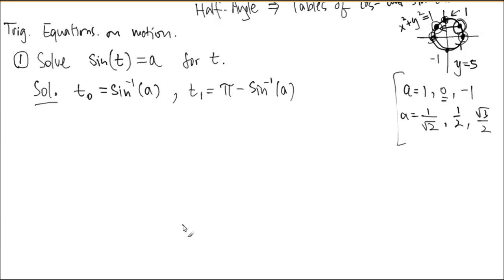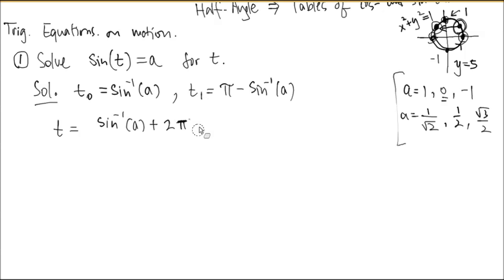But how to get more? Time keeps circling around, right? So general solutions are like this. T is either sine inverse of A plus what? 2 pi, that's right. But you can keep adding 2 pi, so we write it like this: 2k pi, an integer multiple of 2 pi. I think they write 2 pi k. It's better to be consistent here.